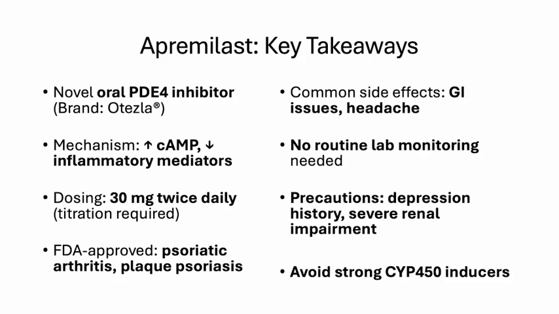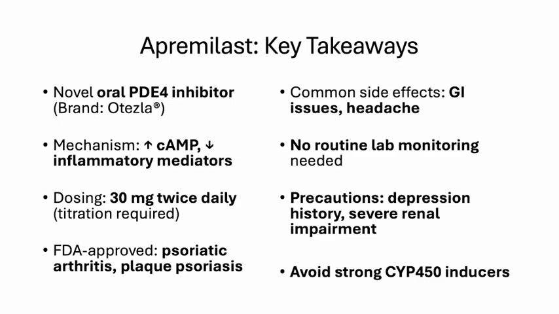So, the key takeaways on Apremilast. It's a relatively novel oral phosphodiesterase 4 inhibitor marketed as Otezla, and it works by increasing intracellular cyclic AMP levels, which leads to a decrease in inflammatory mediators. The recommended dose is 30 mg twice daily, but it requires initial titration.